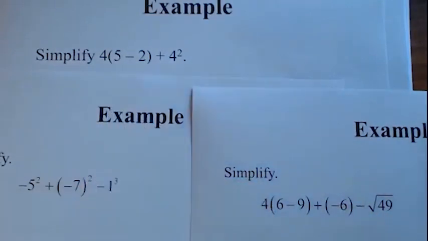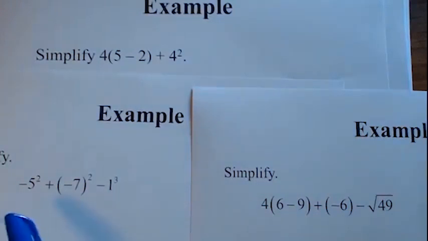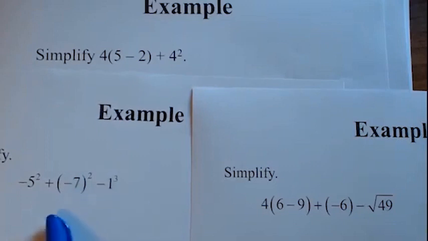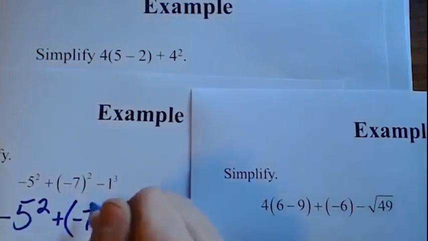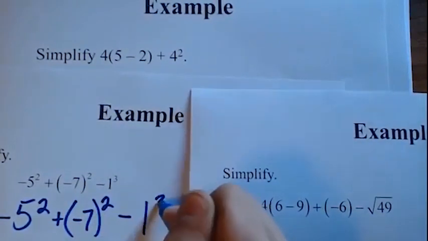We have 4 times the quantity 5 minus 2 plus 4 squared. Then we have negative 5 squared plus negative 7 squared. This time the negative 7 is in parentheses. Minus 1 cubed. Negative 5 squared plus negative 7 squared minus 1 cubed.